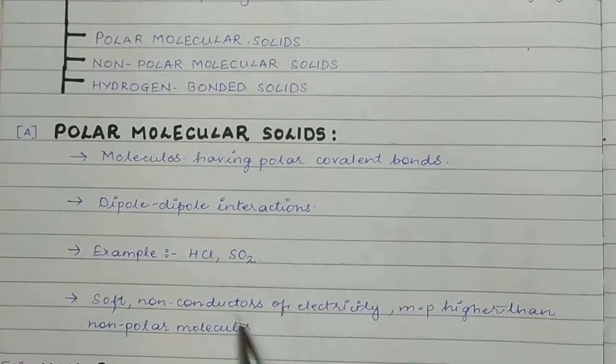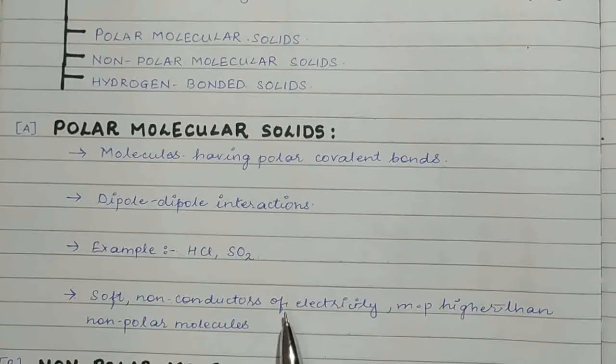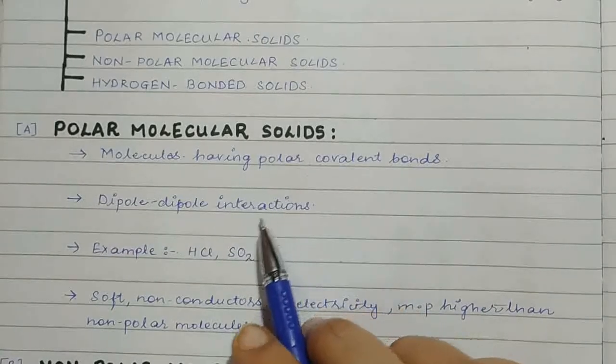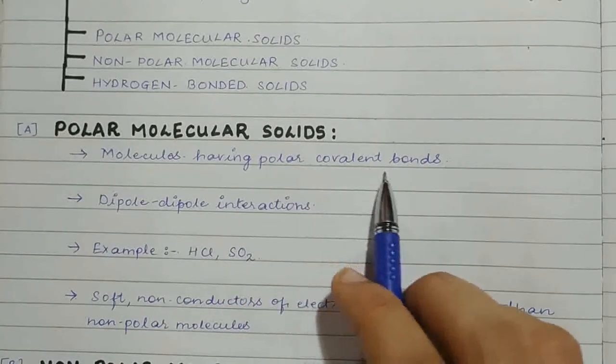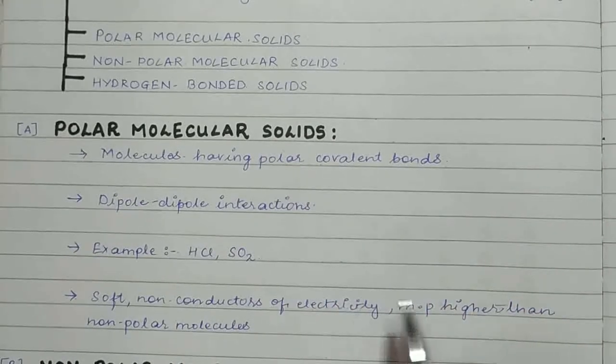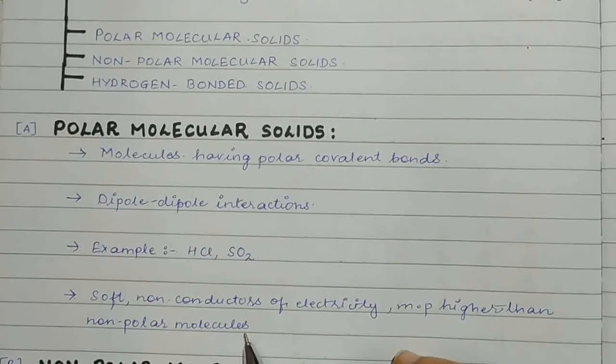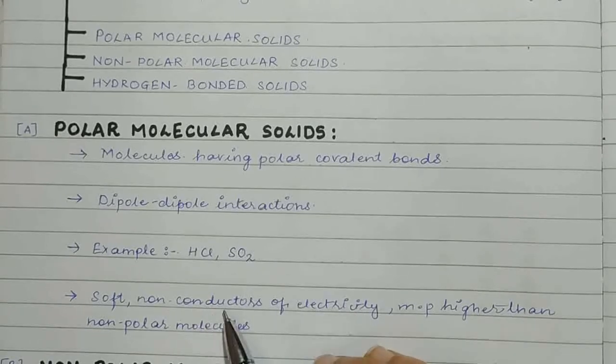Again, why are they non-conductors of electricity? For conduction of electricity, what is required? Free electrons are required, right? So if the solids do not have free electrons, they will not conduct electricity. Why are the electrons not available? Because they are participating in the covalent bond. There are no free electrons, hence they are non-conductors of electricity. The melting point is higher than the non-polar molecular solids. These are the properties, this you have to remember.